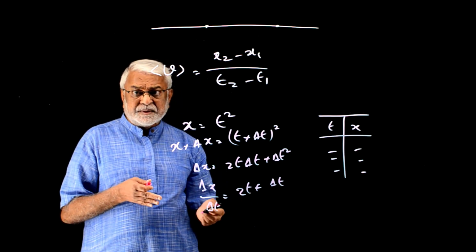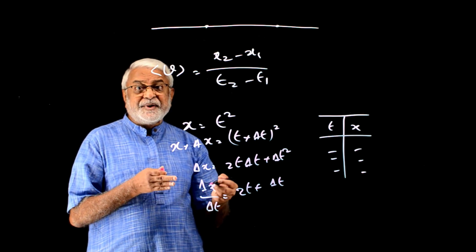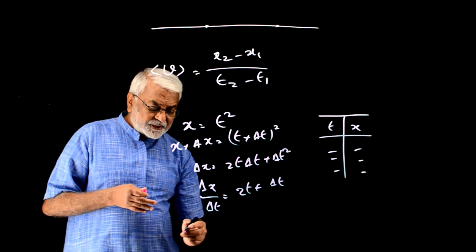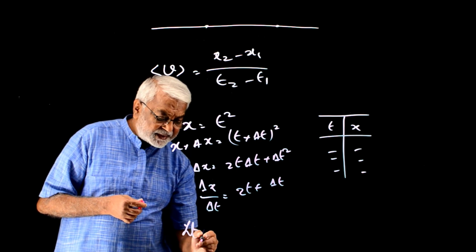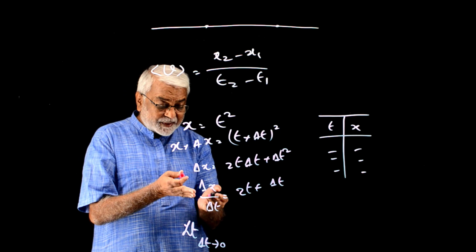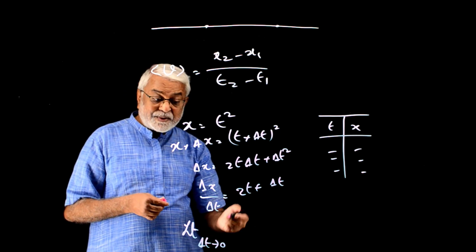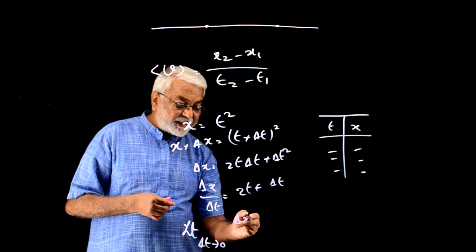And what did we want? We want values of delta x by delta t when delta t is very, very small. And that's what we say: limit delta t tending to 0. We're not saying delta t is 0. If it becomes 0, this becomes meaningless, right? 0 by 0, indeterminate. So it is the limit delta t tending to 0 of delta x by delta t.